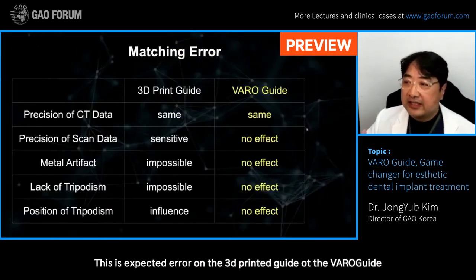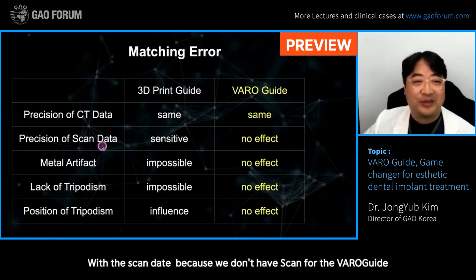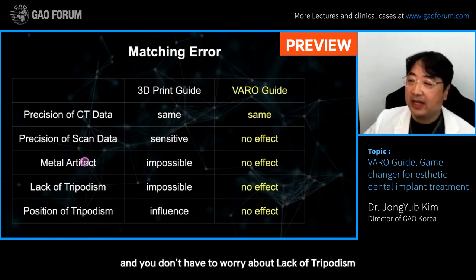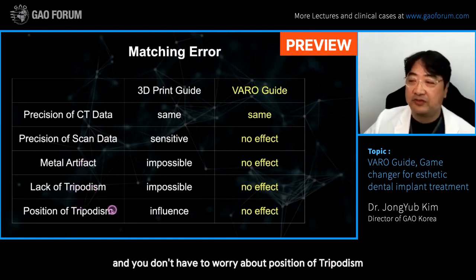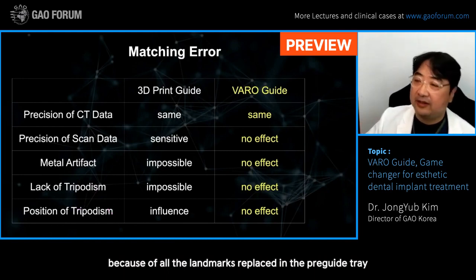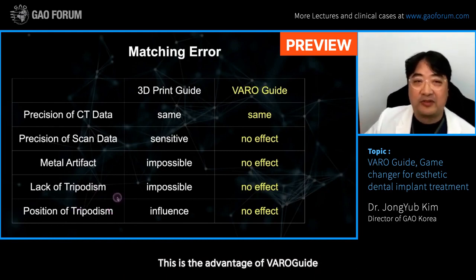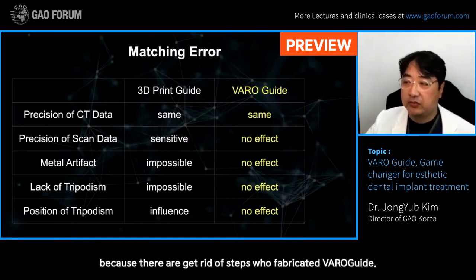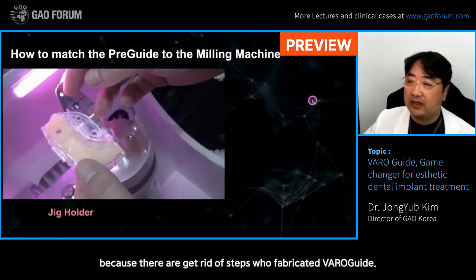So these are the expected errors from the 3D printed guide or the VAROGuide. The scan data, because we don't have a scan for the VAROGuide, you don't have to worry about the metal artifact, and you don't have to worry about lack of tripodism, and you don't have to worry about position of tripodism, because all the landmarks we placed in the pre-guide tray. So these are the advantages of VAROGuide. You don't have to worry about too many errors, because steps are eliminated in fabricating the VAROGuide system.